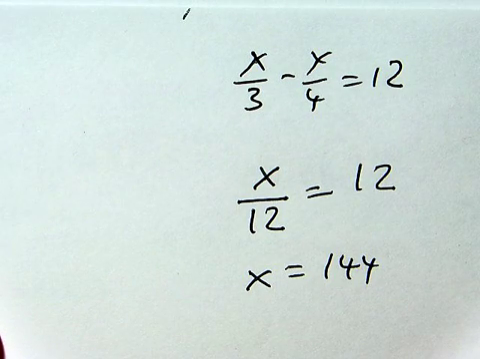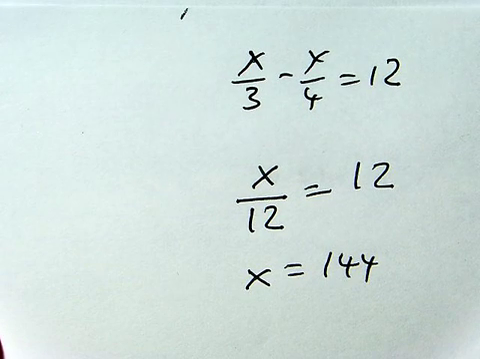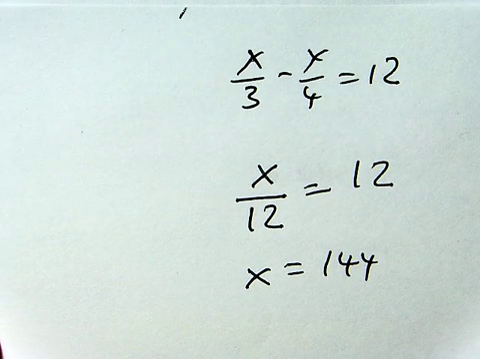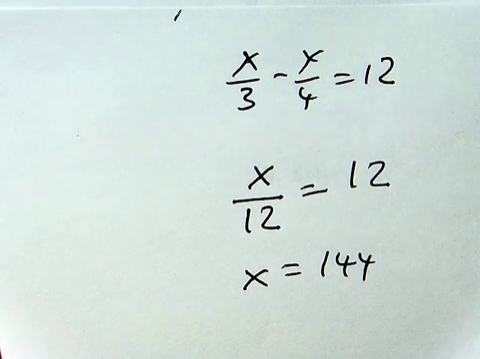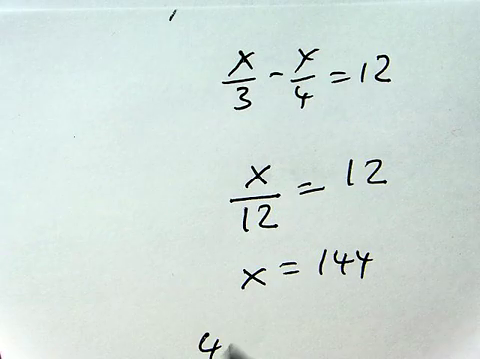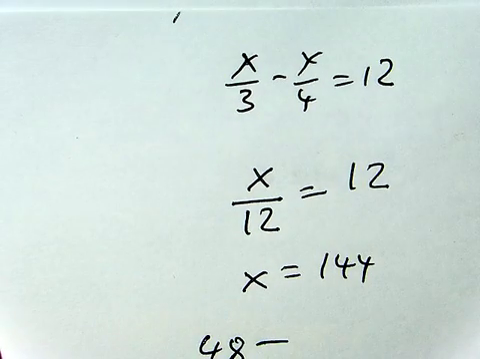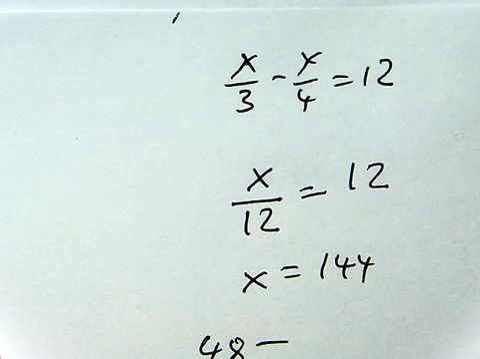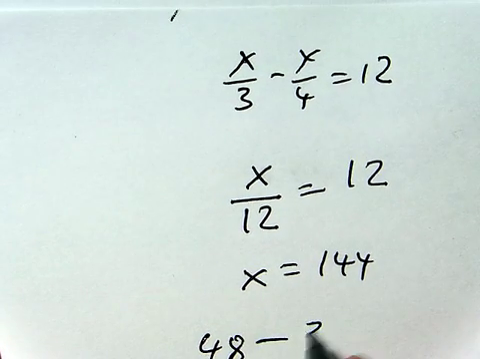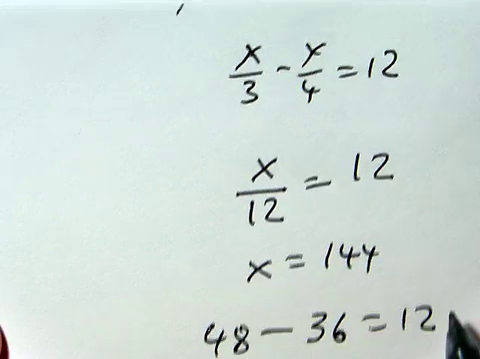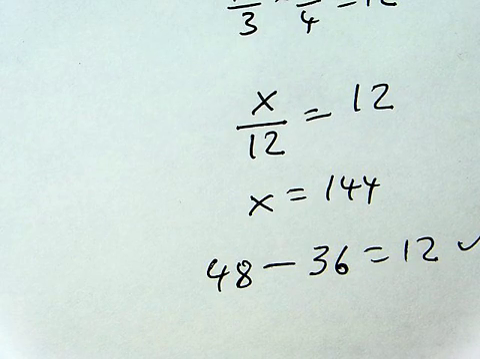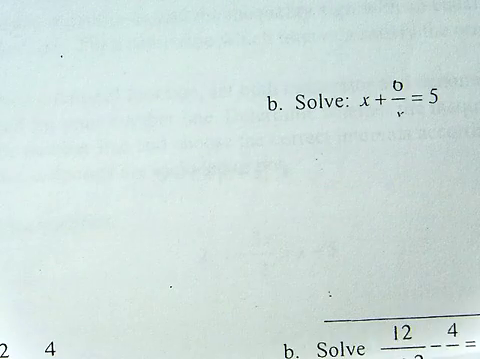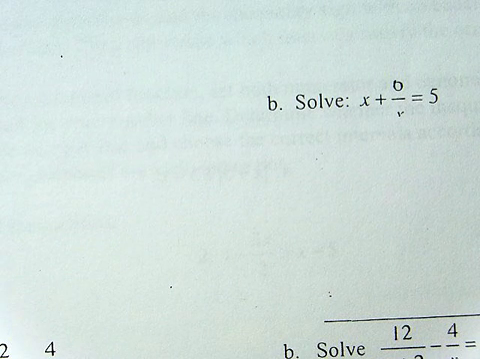We can check this if we wanted by plugging back in 144. Let me just quickly do this with my calculator. 144 divided by 3 is 48. 144 divided by 4 is 36, and 48 minus 36 is equal to 12. So that's the idea behind this entire chapter. What we're going to do is look at how to combine fractions, and then see how that helps us solve them.